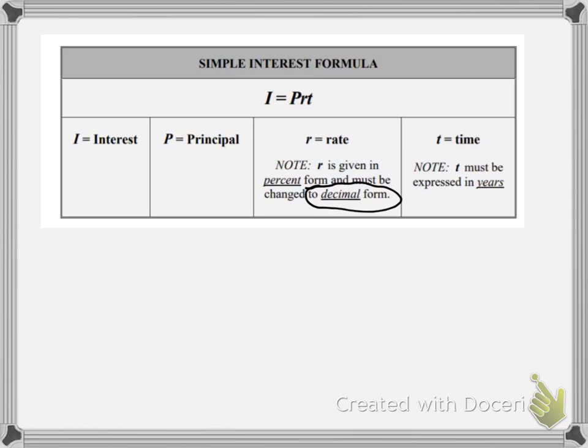The other thing is that the time has to be expressed in years. For example, if the time is given to you in months, like 36 months, you're going to have to convert that to years. Those are the two things to add to your notes, or to circle or highlight.